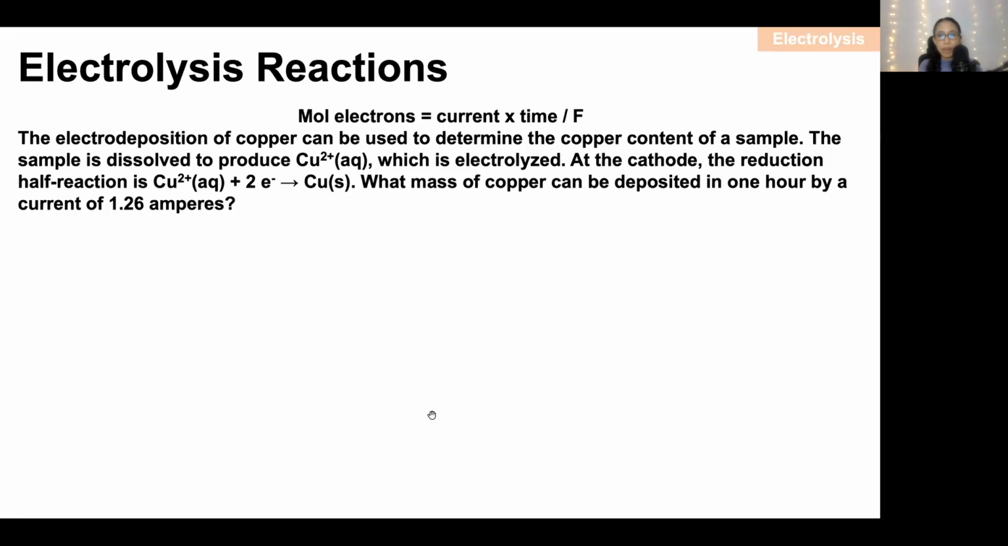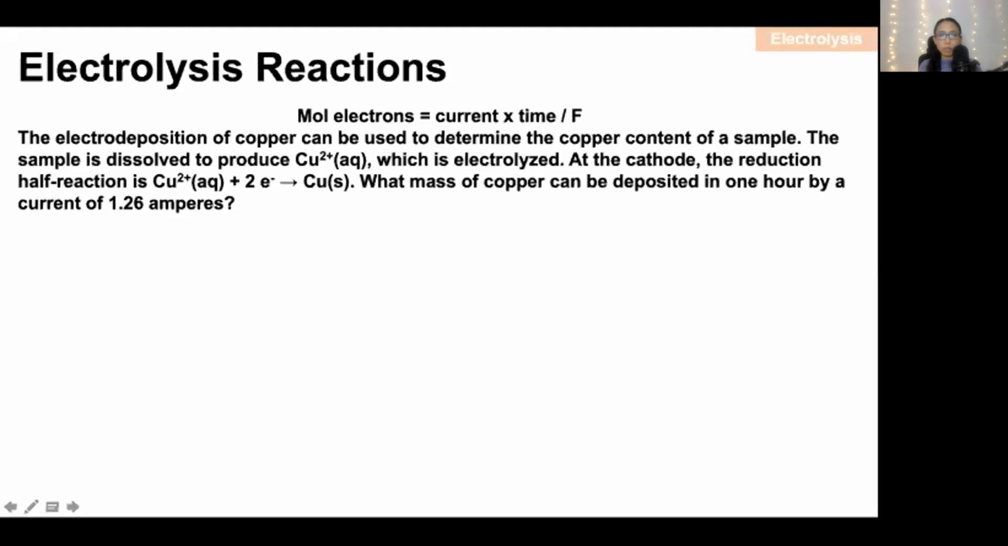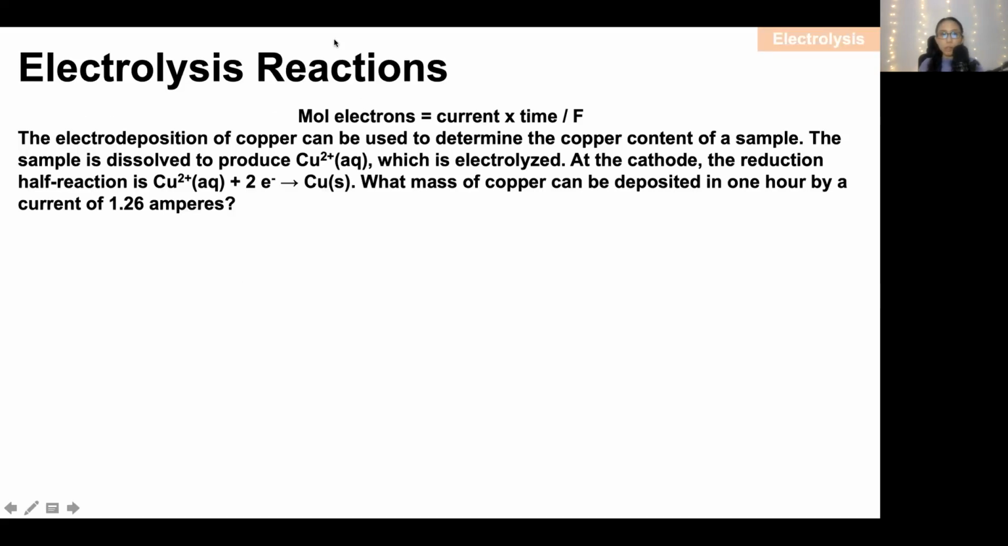So remember class, current has units of coulomb per second. Coulomb per second, that's why we will multiply it by time just to get coulombs. And then by dividing it with Faraday's constant, you end up with moles of electrons. Okay, so first we need to get moles of electrons.